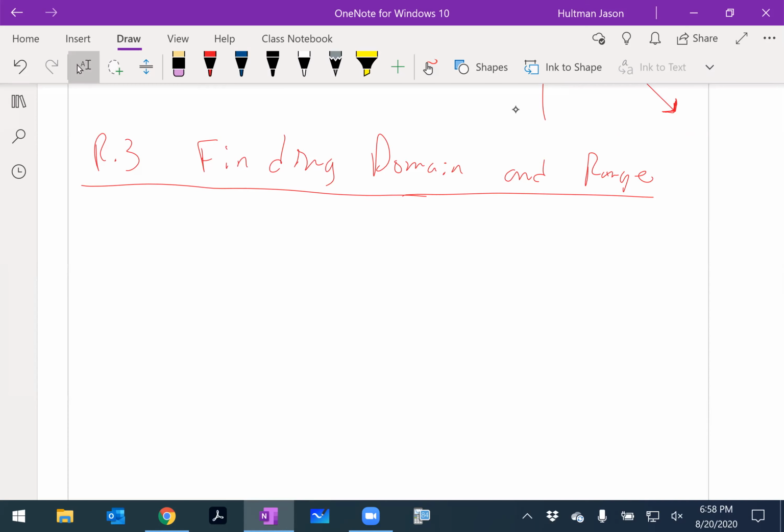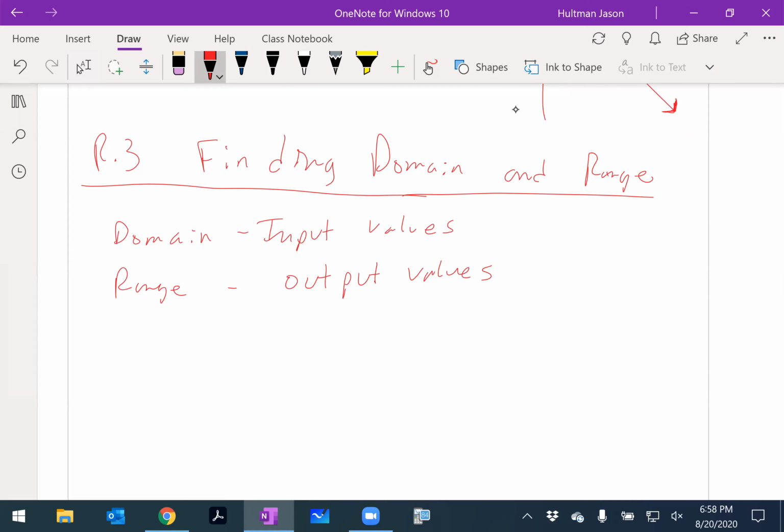Well, think of the domain as my input values. Think of the range as my output values. And if it's a function, what did we say that the domain was? The domain values x must be what? Unique.